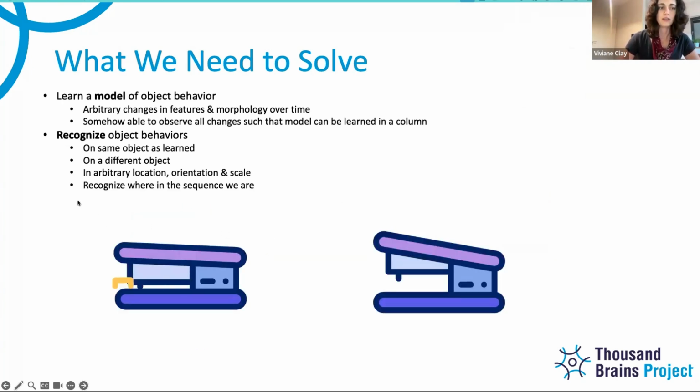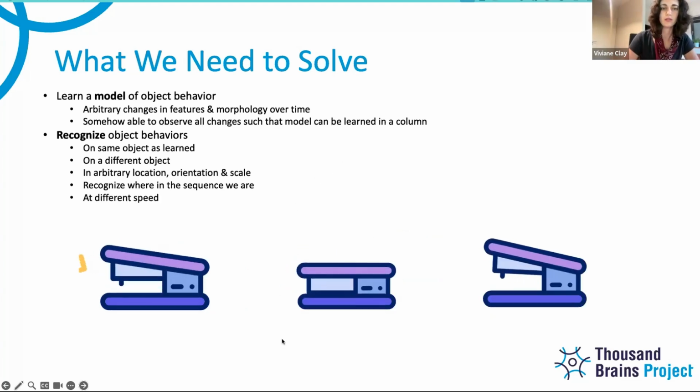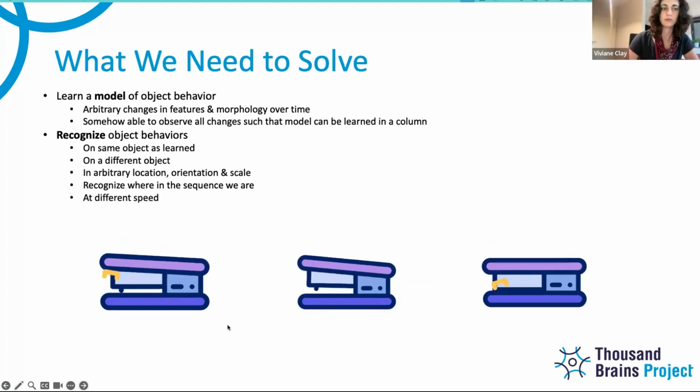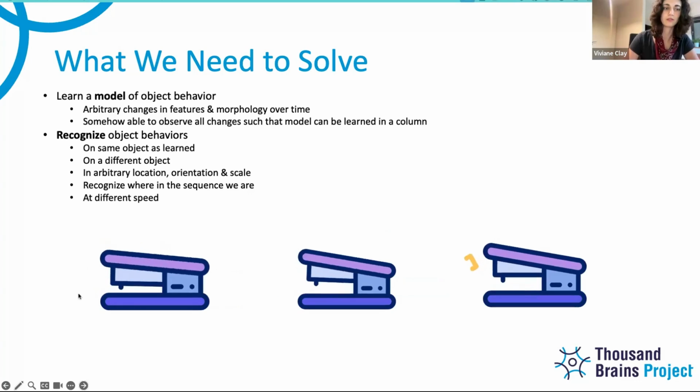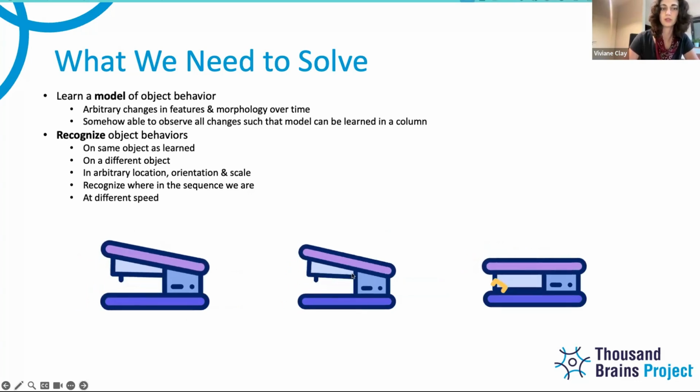We also want to be able to recognize where in the behavioral sequence we are. So if we see a closed stapler or an open stapler or a wide open stapler, we want to know where in that kind of sequence we are. And we want to be able to recognize the behavior at different speeds. So we might have learned this speed of stapler, but then we can also recognize it faster or slower.